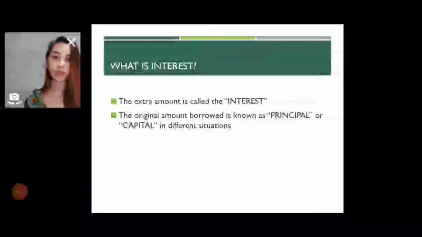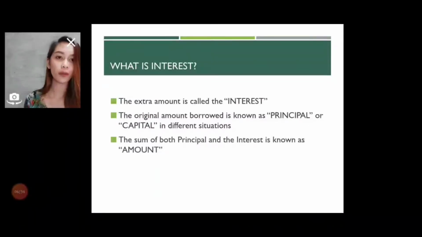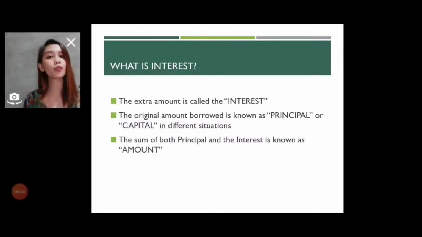The original amount borrowed is known as principal or capital in different situations. The sum of both principal and interest is known as the amount. If you add the principal and the interest, it will be called the amount, or the amount that you are going to pay to the lender.